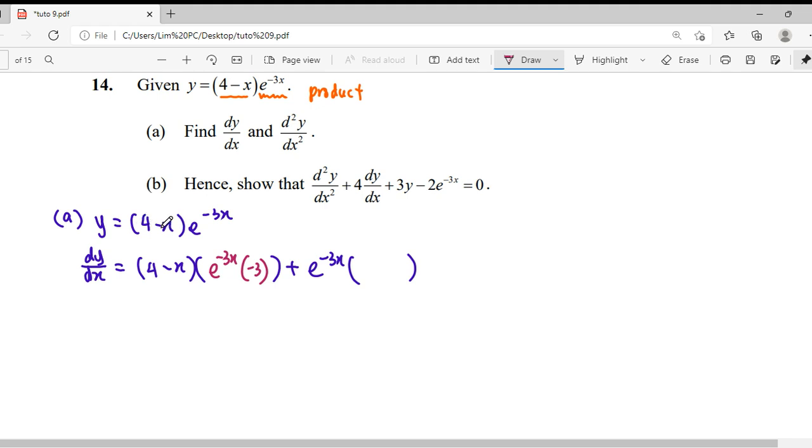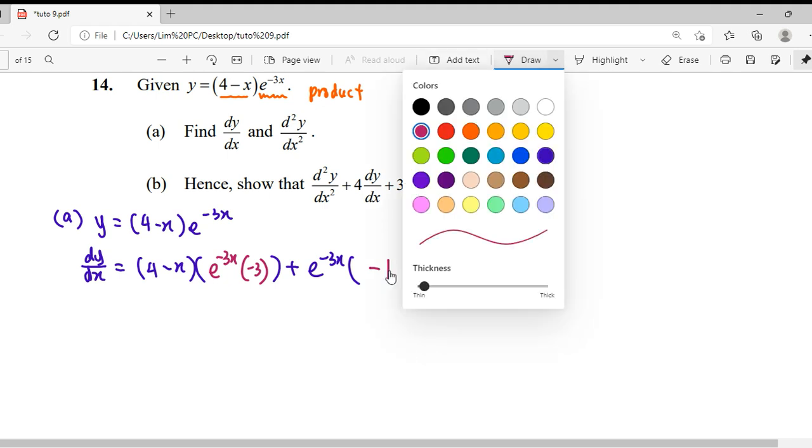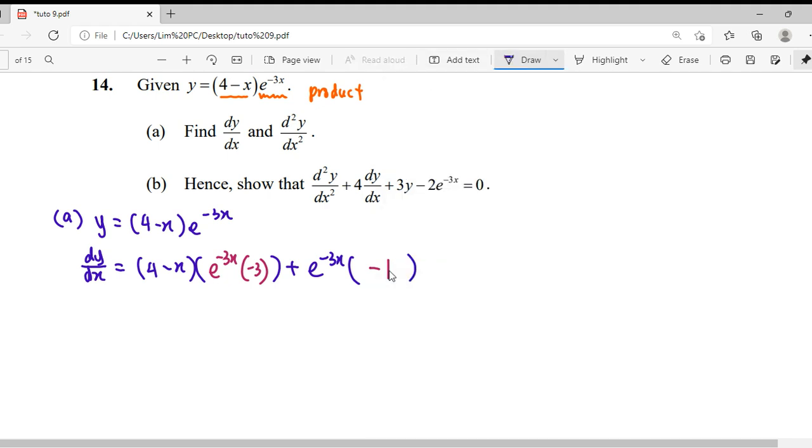Always remember x in front here we have a constant. So when we differentiate it, we have negative 1. Differentiate x, we get negative 1. Then we're going to simplify our dy/dx so that we can differentiate for the second derivative, finding the differentiation for the second time.